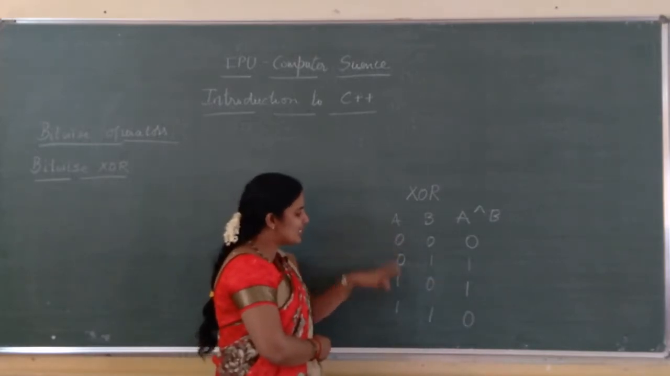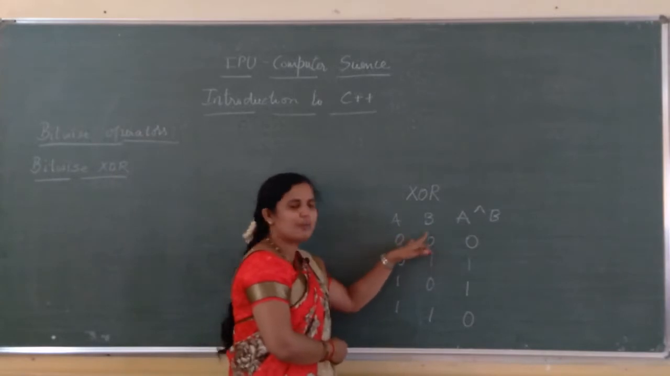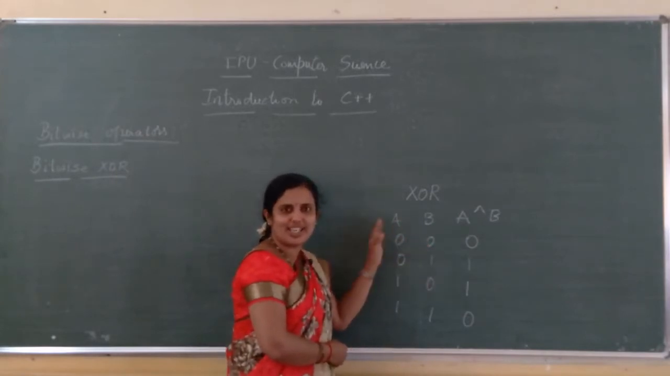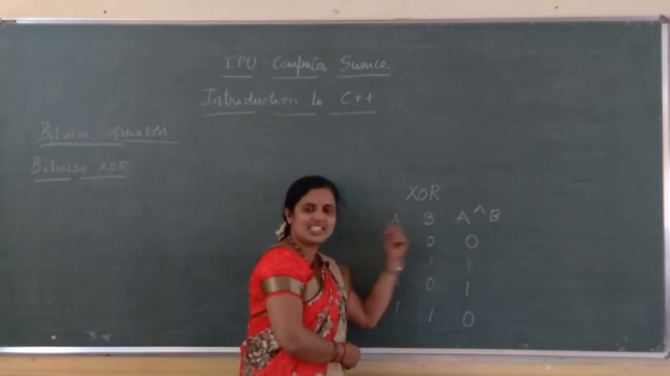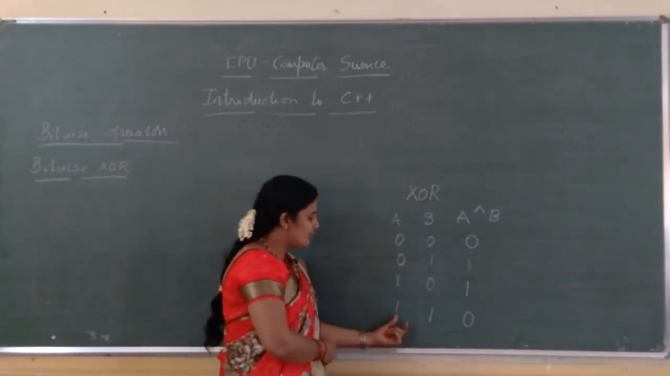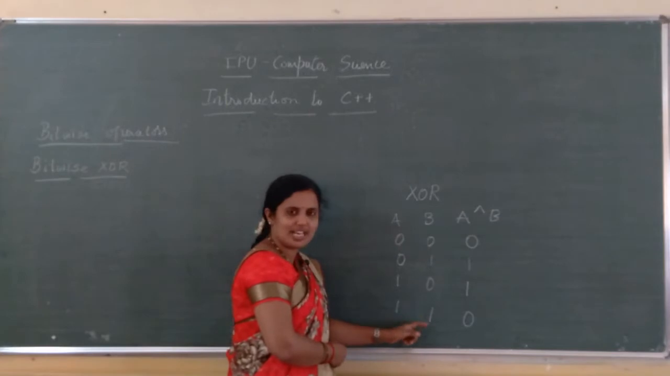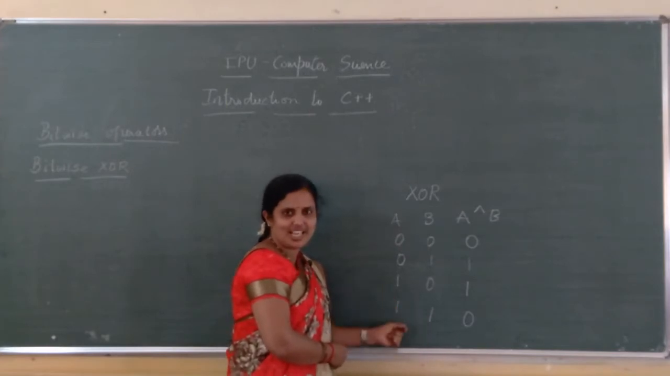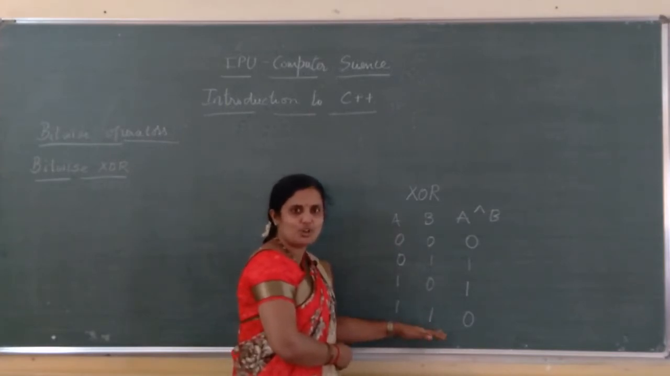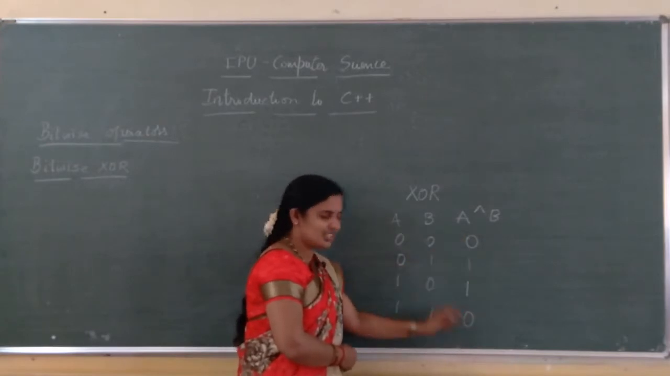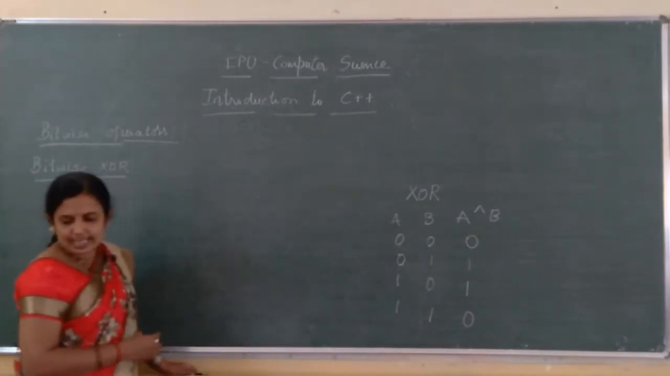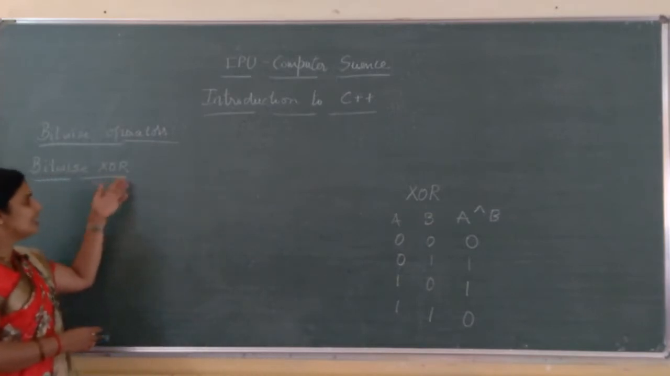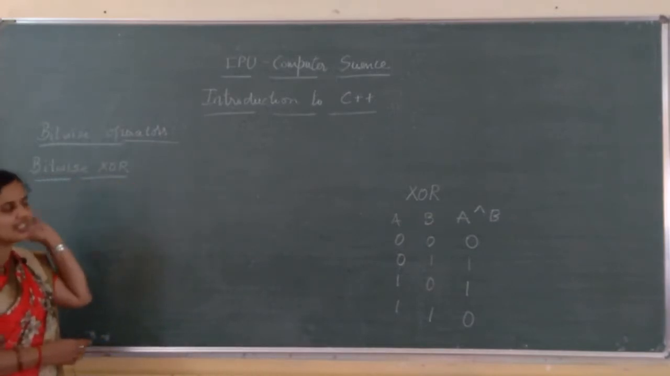Suppose you consider the first and last one: A is 0, B is 0, both are the same, so what do you get? 0. A is 1, B is 1, the last one, both are the same, so I get 0. So what can you say about A XOR B?